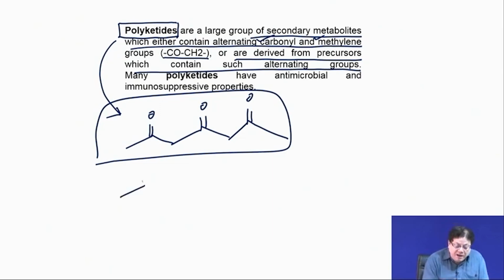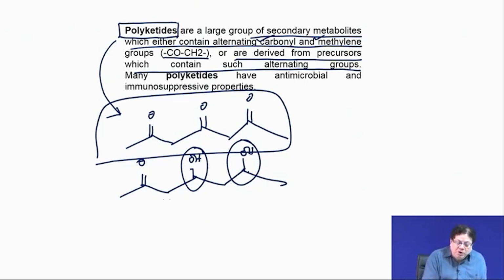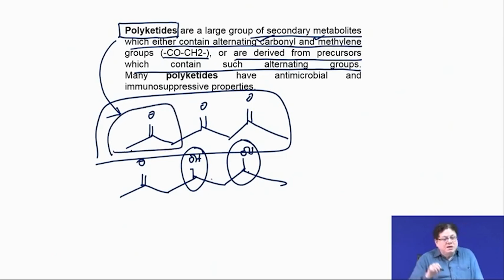Like some compound may be there, a secondary metabolite, which will be like this. Now, this is derived basically from this triketone. What happens in the process of generating the triketone is that some of the ketone groups are reduced. Okay. So, this is also a polyketide. So, basically polyketides are either alternating CH2CO repeating units, or they could be units which are derived from repeating units of CH2CO.